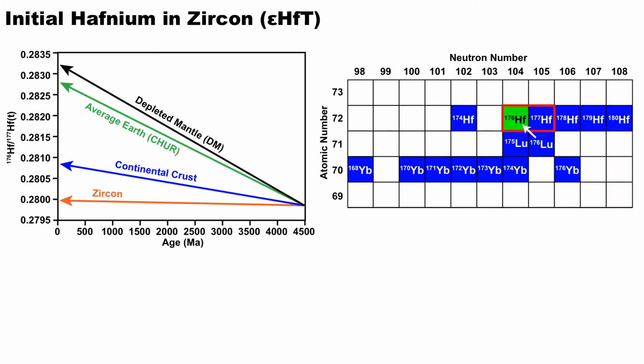Okay, first a quick primer on hafnium. Hafnium-176 is the radiogenic daughter product of lutetium-176 through beta decay, and all of the other hafnium isotopes are stable. The 176 to 177 ratio in zircon is very stable following the timing of crystallization, because zircon contains very little lutetium and high amounts of charge-bound hafnium.